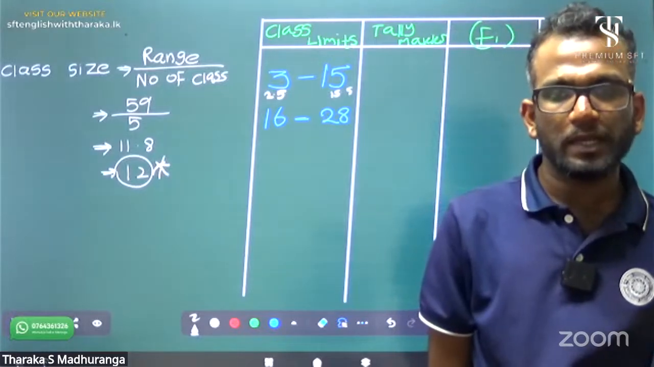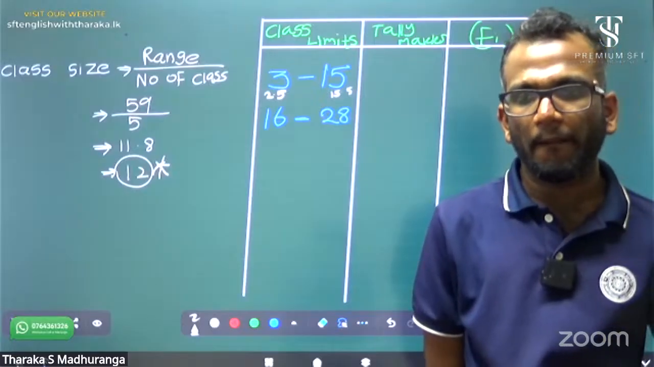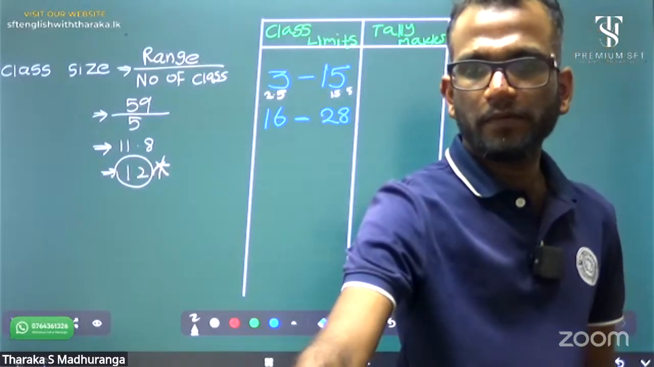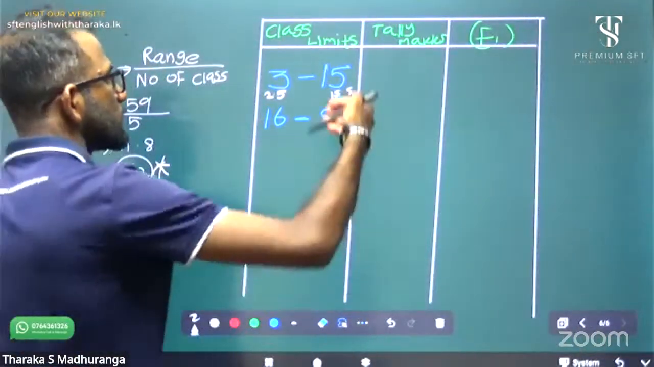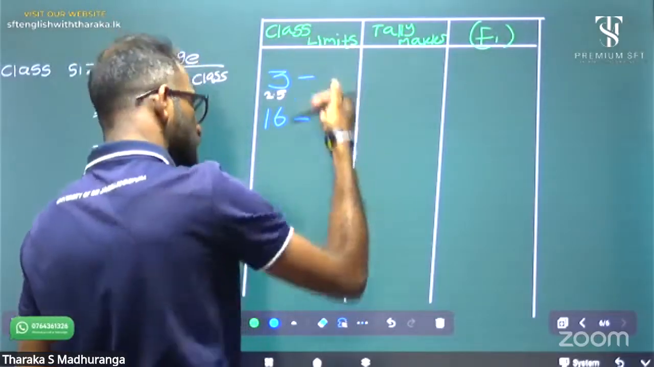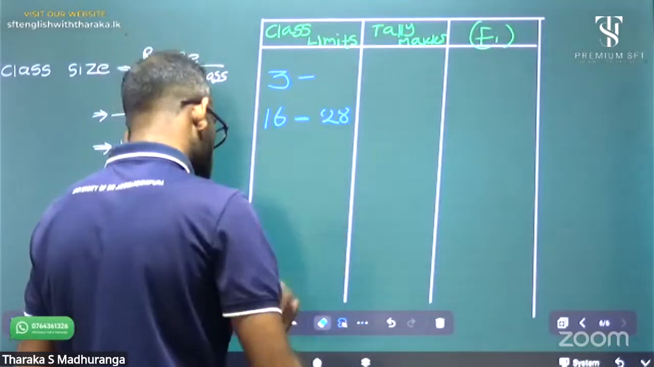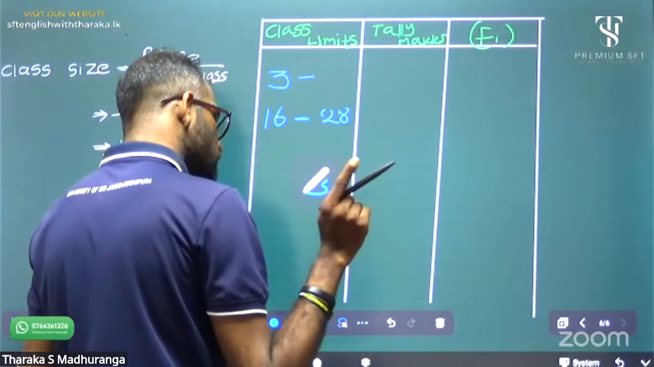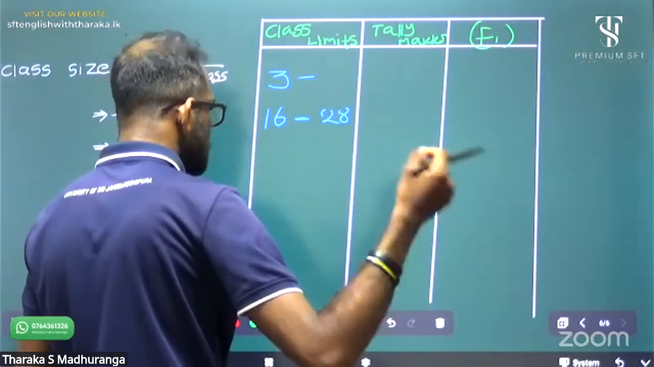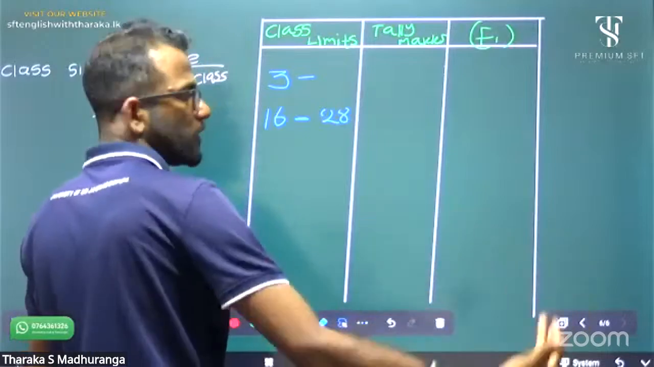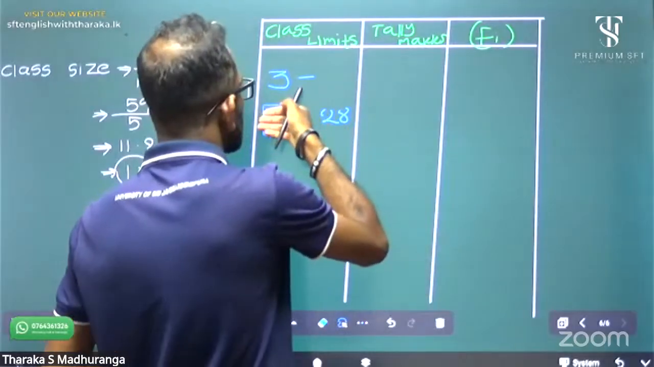Understood? Then I am wrong. Therefore, I have to change it. When you prepare discrete group frequency distributions, you have to be more careful about class sizes. That's why I told you in continuous group frequency distributions, class limits equal class boundaries. Therefore, no worries. But with discrete, you have to be more careful.